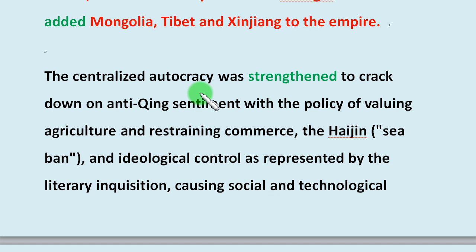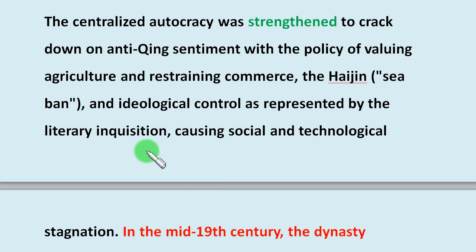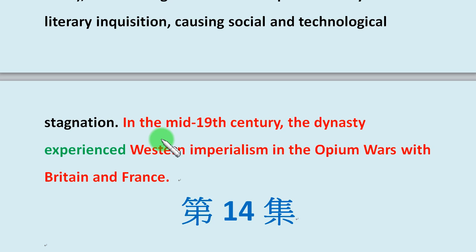The centralized autocracy was strengthened to crack down on anti-Qing sentiment, with a policy of valuing agriculture and restraining commerce. The Haijin sea ban and ideological control, represented by the literary inquisition, caused social and technological stagnation. In the mid-19th century, the dynasty experienced Western imperialism in the Opium Wars with Britain and France.